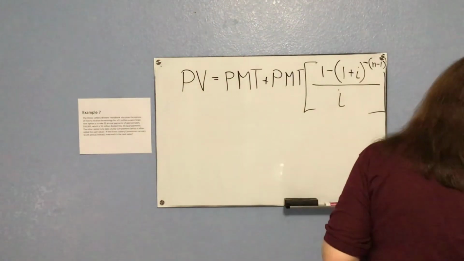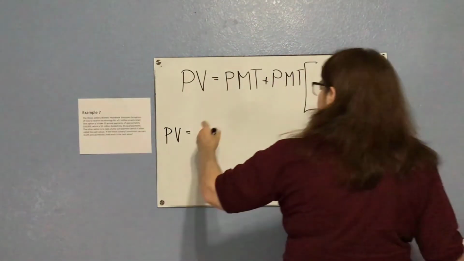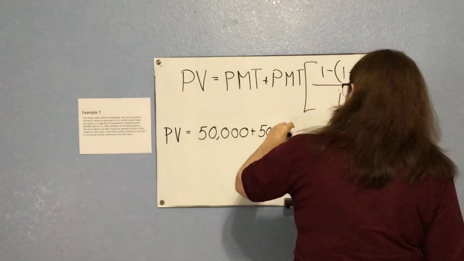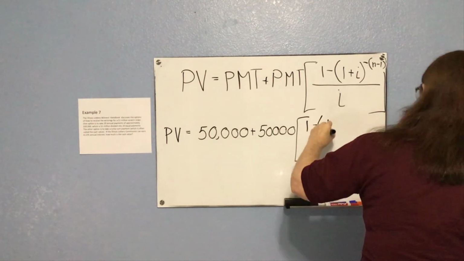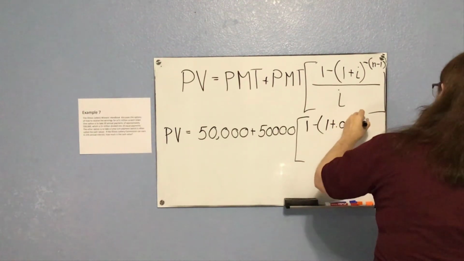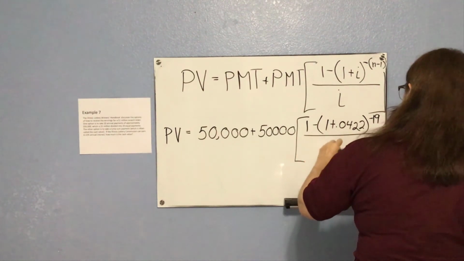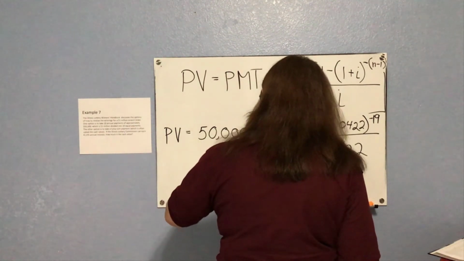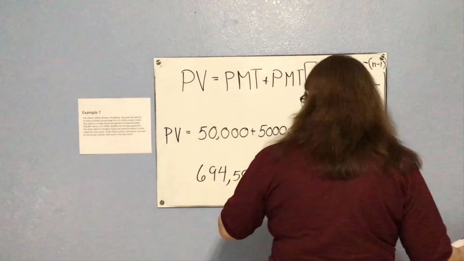So let's work this out with this formula. So our present value is equal to our payment, which would be $50,000, plus the $50,000 times 1 minus (1 plus 0.0422, this is the interest they can earn on the money) to the negative 19, which is 20 minus 1 payments, over 0.0422. And so this comes out to $694,593.49.